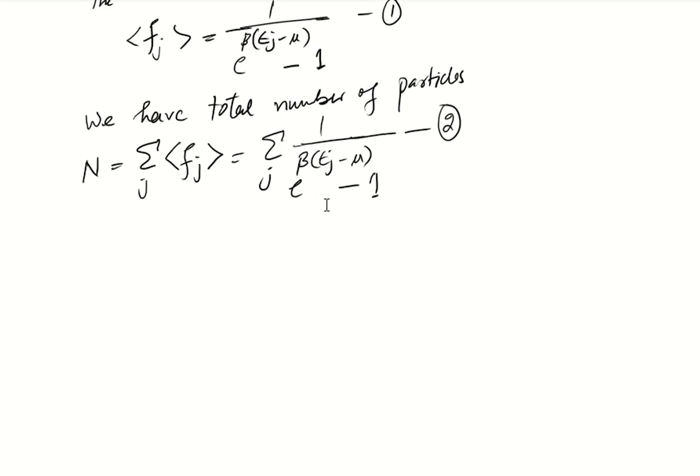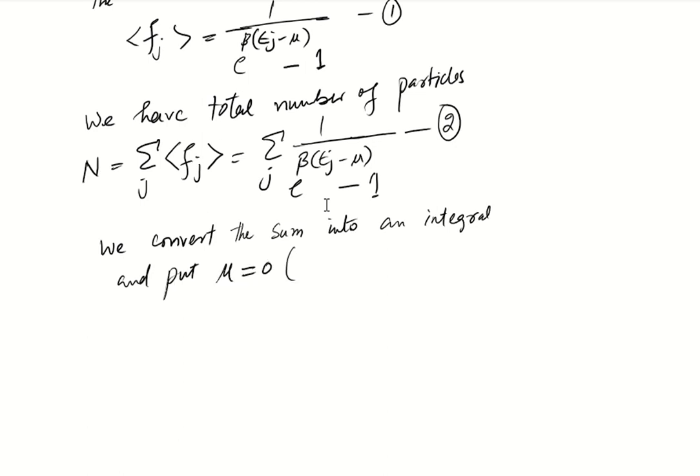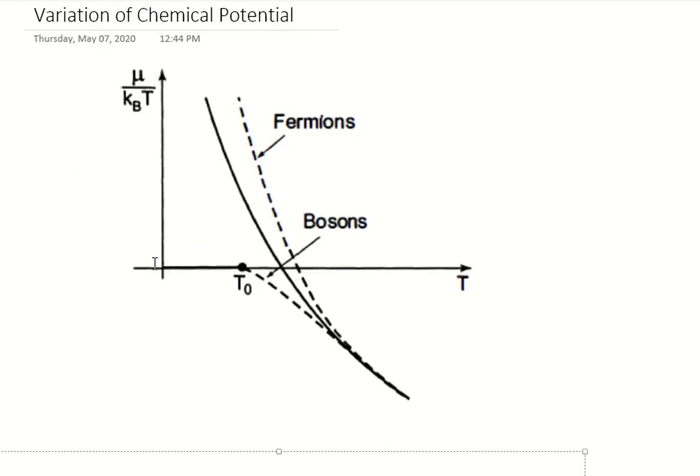So we convert the sum into an integral, because we are going to the continuum limit, and put mu equal to 0. Why? Because we want to calculate T naught. So always refer to the figure that I'm showing you. We are reaching here, so here mu should be 0.